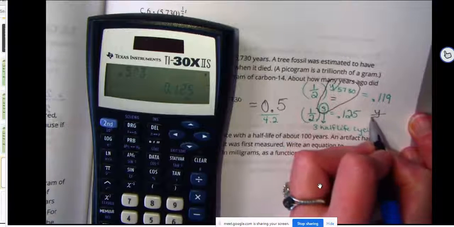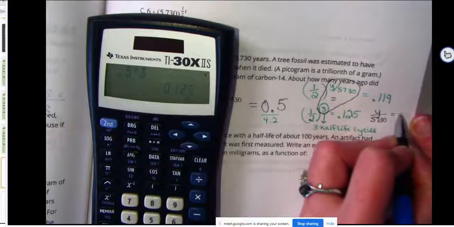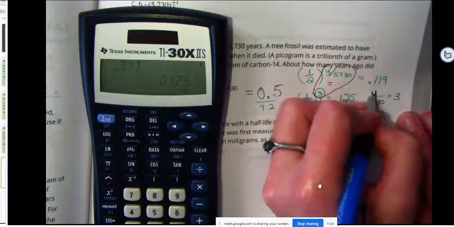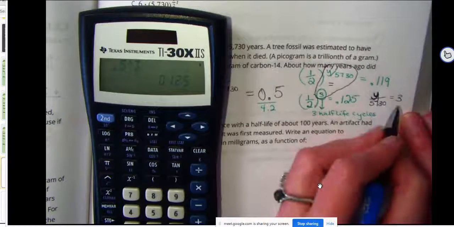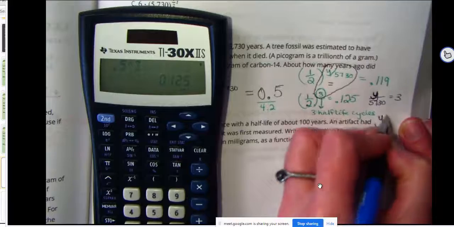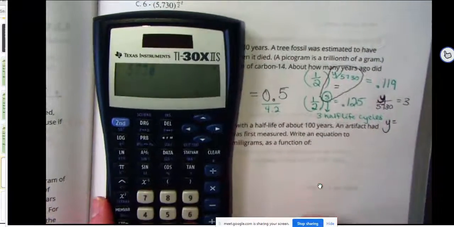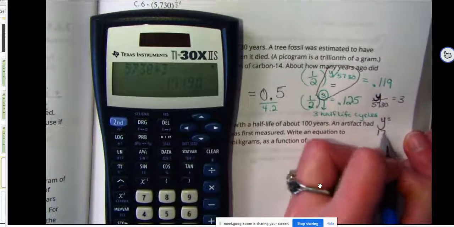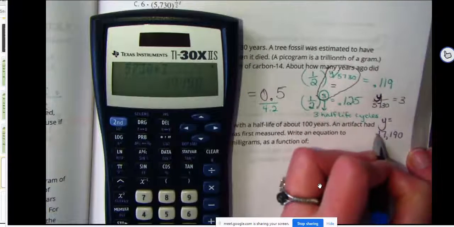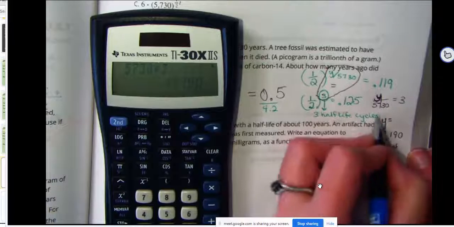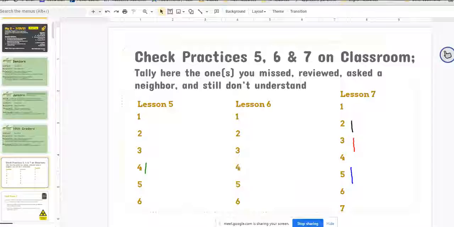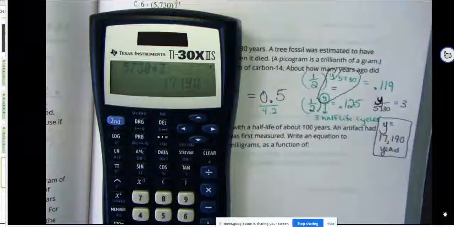So this y over 5,730 has to equal an exponent of about 3. Either way, I'm going to be multiplying 5,730 by 3 to figure out how many years it has been. 5,730 times 3 sets, or 3 rounds. This thing is about 17,190 years old since the tree died. So we're just getting kind of close there. We're just estimating what that might be.